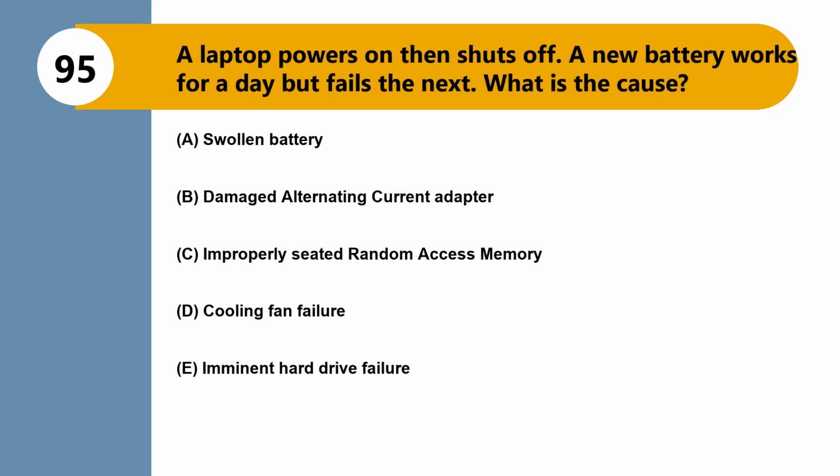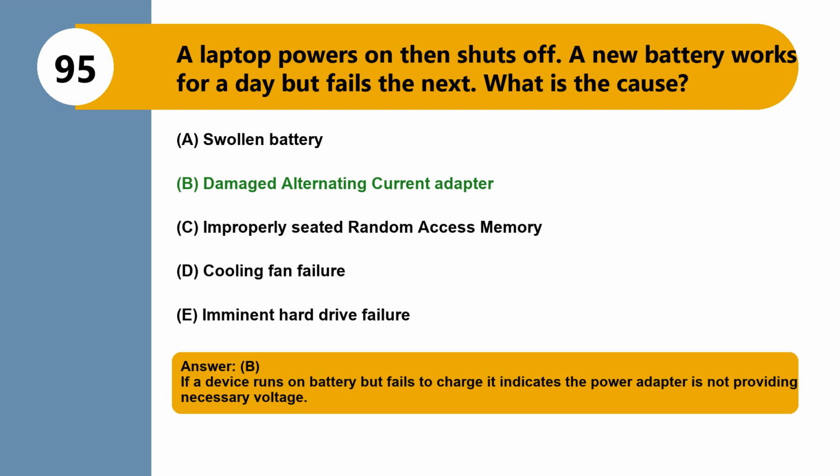Question 95. A laptop powers on then shuts off. A new battery works for a day but fails the next. What is the cause? Option A, swollen battery. Option B, damaged alternating current adapter. Option C, improperly seated random access memory. Option D, cooling fan failure. Option E, imminent hard drive failure. The correct answer is option B, damaged alternating current adapter. If a device runs on battery but fails to charge, it indicates the power adapter is not providing necessary voltage.